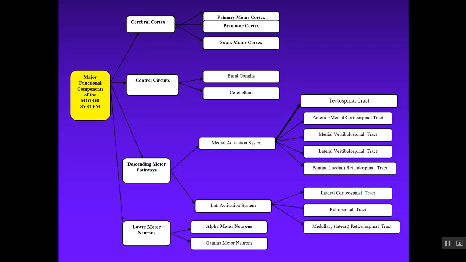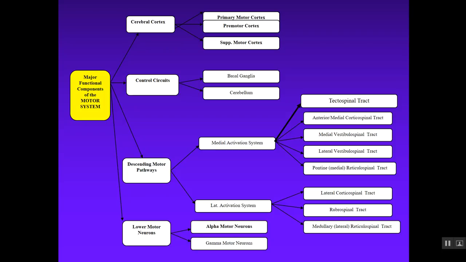We have some control circuits. The basal ganglia and cerebellum have no direct connection with anterior horn cells. They do not directly communicate with anterior horn cells. They communicate back to the cerebrum, or from the cerebellum into the brainstem areas, to then influence descending tracts that will eventually communicate with anterior horn cells. So they modulate motor output.